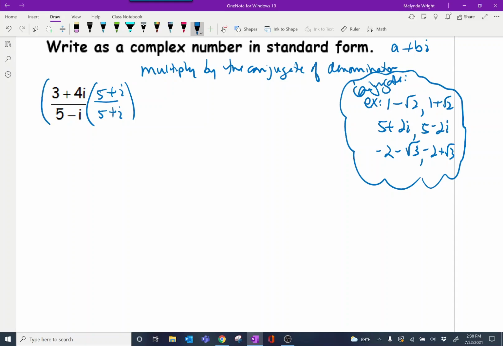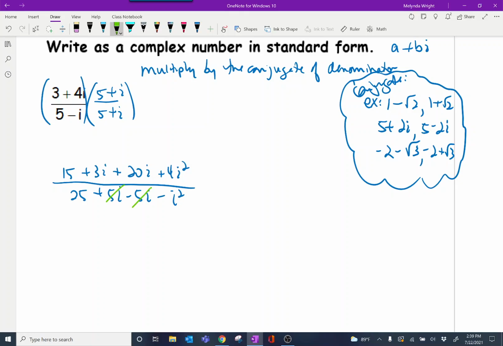All right, now hopefully we can see that we're going to have to FOIL the numerator and the denominator. That's okay, we can do that. So 3 times 5 is 15, plus 3i, plus 4i times 5 is 20i, and then plus 4i squared. There's our numerator. Let's work on the denominator. So 5 times 5 is 25. Then we have plus 5i minus 5i, and then negative i times i is negative i squared. Now the whole reason we're multiplying by the conjugate of the denominator is so that we can get rid of the i. That's the major goal, to get rid of the i down there, which we did. So let's clean this up.